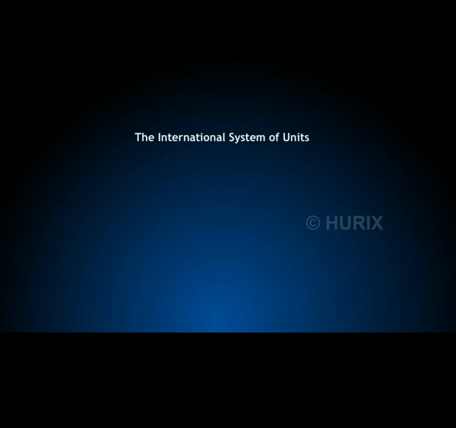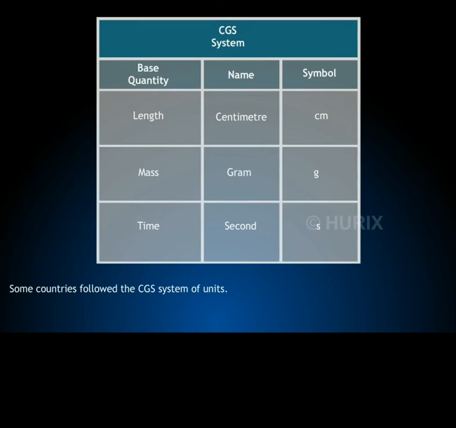System of units. Before consensus was reached internationally on the system of units which were to be followed by all countries, several different systems were adopted by countries. Some countries followed the CGS system of units. This system had the base units for length, mass and time as centimeter, gram and second respectively.